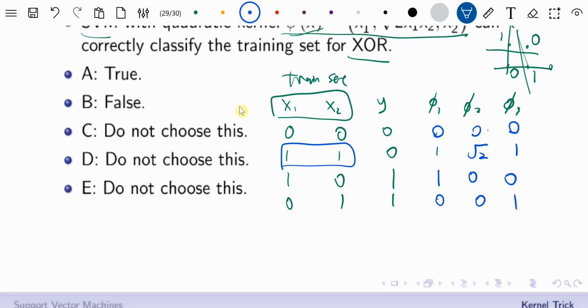So now you get these 4 points. You want to draw them in a 3-dimensional space to see if there's a plane that can separate these. So let's try to draw it. It's very difficult to draw. It's easier, I guess, to visualize it.